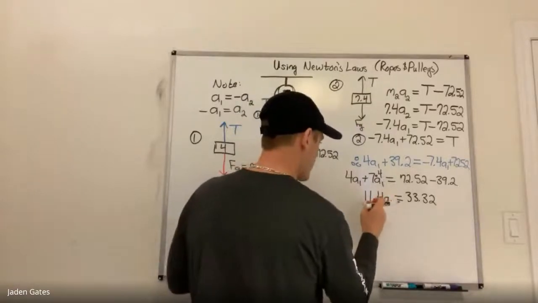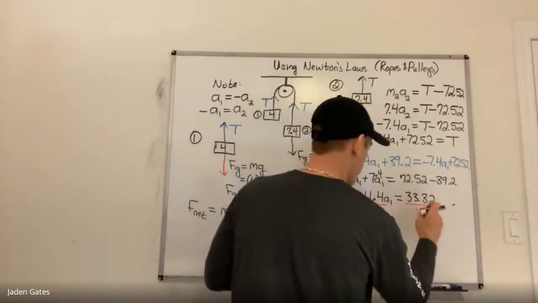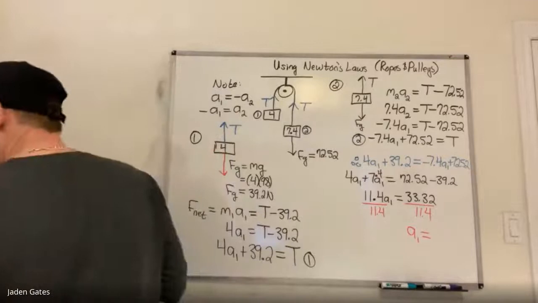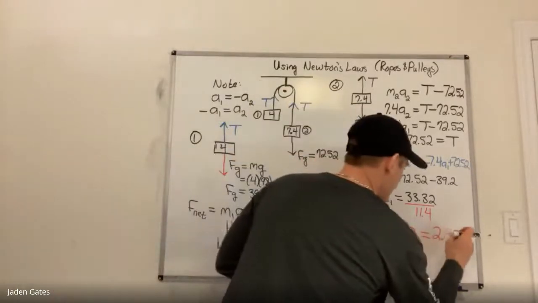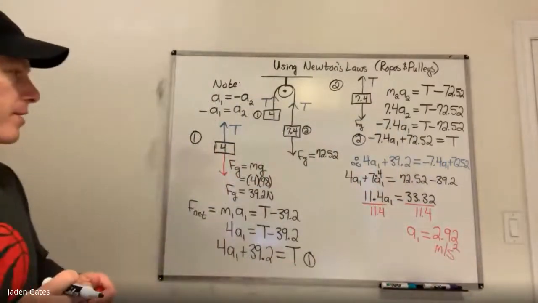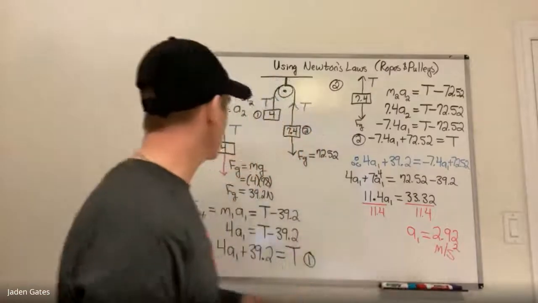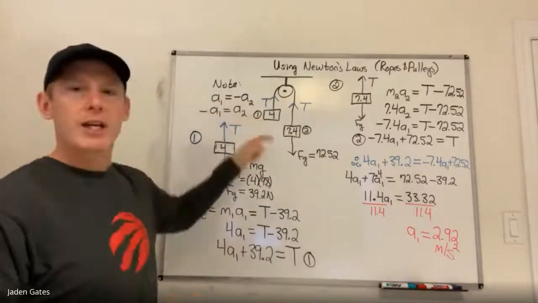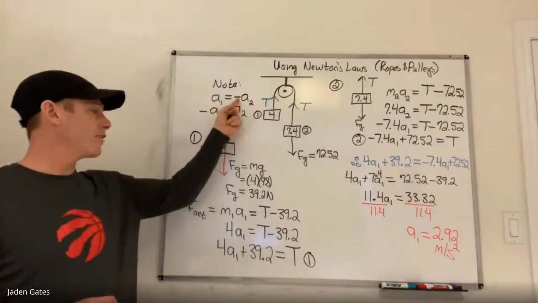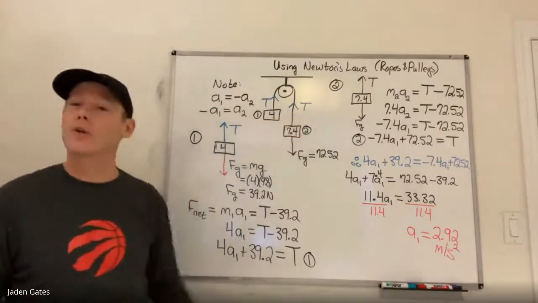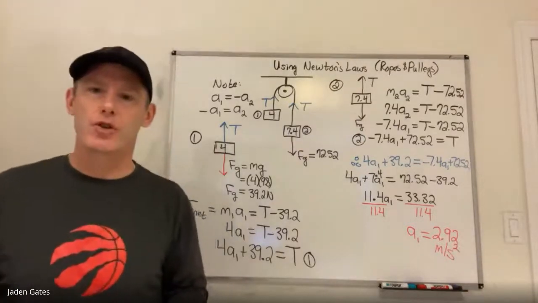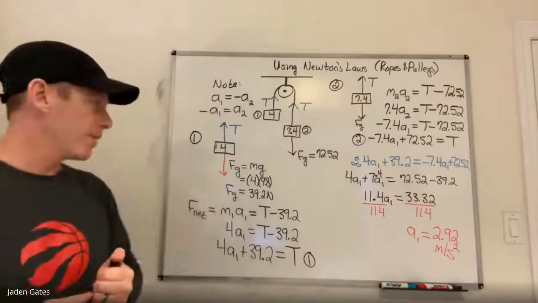All right, get A1 by itself. I'm going to divide both sides by 11.4. And it turns out my A1, my acceleration, is going to be 2.92 meters per second squared. All right. So what does that mean? Well, in terms of our diagram, this is our first object. It's a positive acceleration. Our 4 kilogram mass is going to go up. A2 is negative 2.92. Our bigger mass is going to go down, which we kind of knew, right? What's the other thing we wanted? Was the tension, the force that the string is pulling up on both of them, because it's equal.